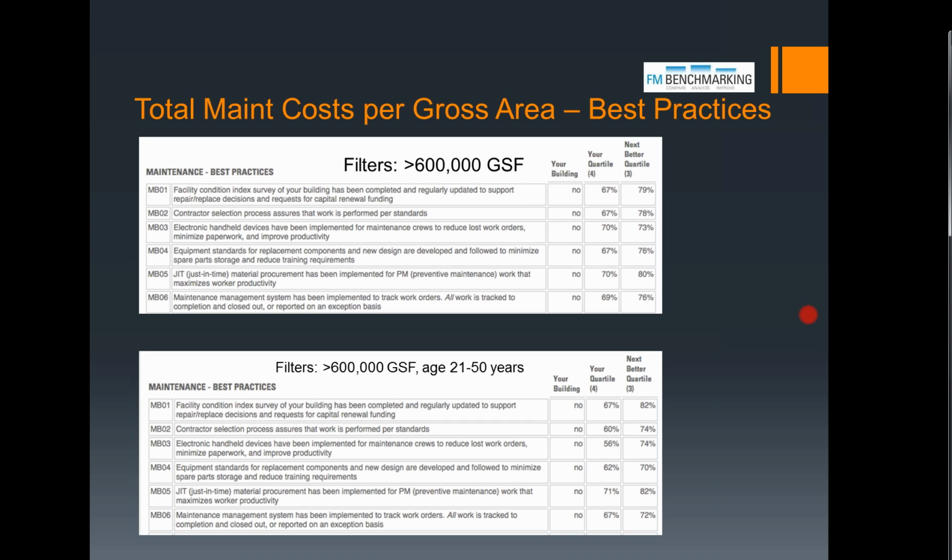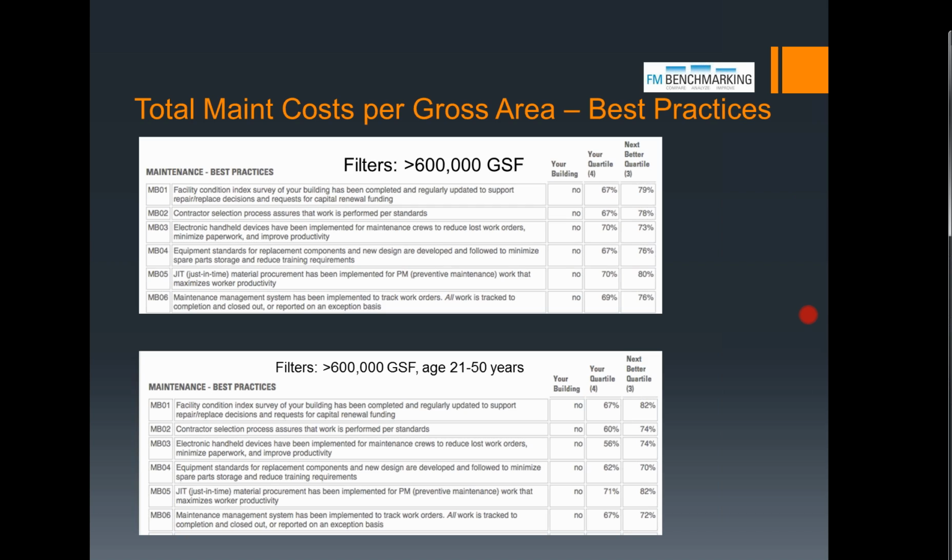Looking at the statistics again here, the biggest spread between the numbers appears to be the maintenance management, the just-in-time material procurement. Being able to get the MB05, it's got a 10% spread on the values, and looks like that would be a key thing to take a look at to improve the maintenance performance, maintenance costs.